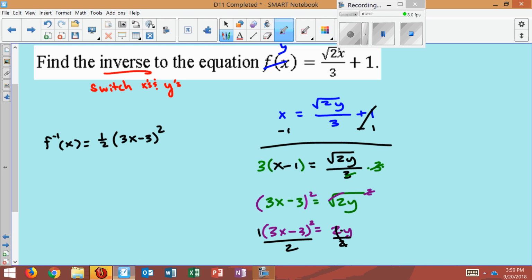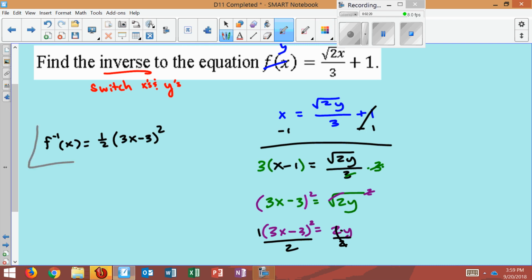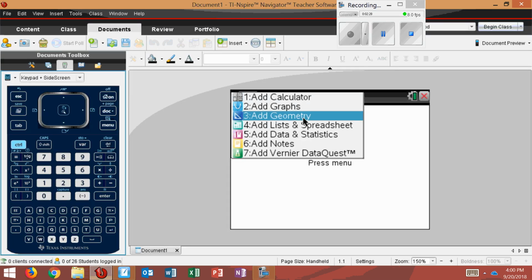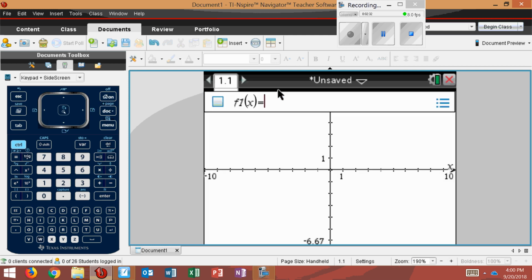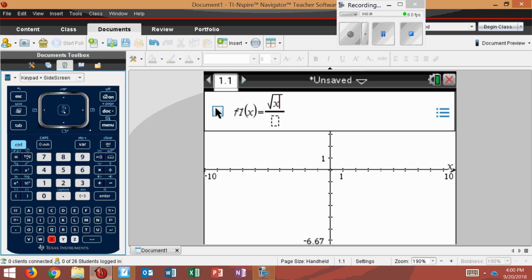Now we can check this answer out in the calculator. I'll show you this. There are 3 techniques that I usually use when doing an inverse. This is one of them. The algebra is you switch x and y and solve for y. Graphically speaking, what we could do is add a graph, and I'll graph that first equation, which was the square root of 2x over 3 plus 1.